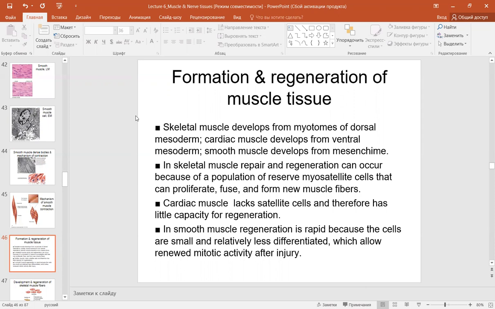connective tissue. The skeletal muscle repair and regeneration can occur because a population of reserve myosatellite cells exists that can proliferate, fuse, and form new muscular fibers. Cardiac muscle lacks satellite cells and therefore has little capacity for regeneration. In smooth muscle, regeneration is rapid because the cells are small and relatively less differentiated, which allows renewed mitotic activity after injury.